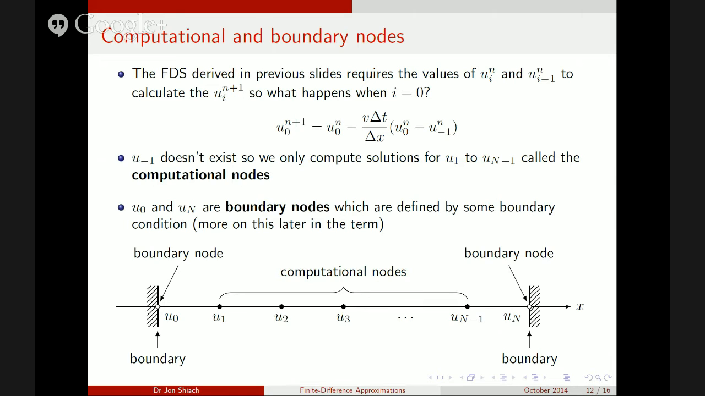We call those computational nodes. That's what we can calculate the solution for. u_0 and u_N on the boundary are called boundary nodes. We can't calculate their solution using a finite difference scheme. What we do is we define them by using some form of boundary condition. What sort of behavior do we want to have at the boundaries? That will give us a boundary condition. For now, for this example, I'm going to just set these nodes equal to 0. Just make it easy.